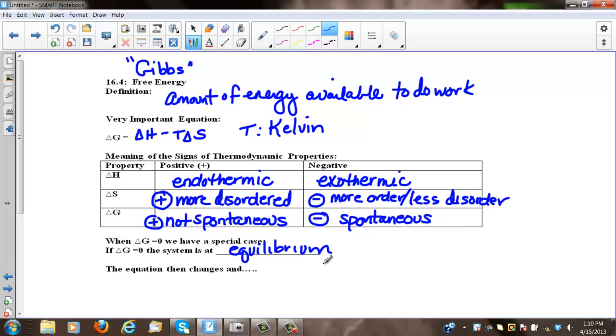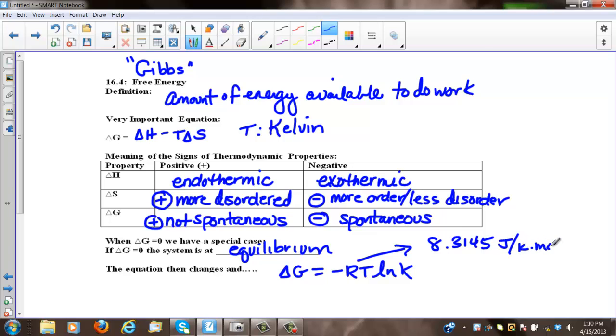And if that's the case, then we're going to use a different equation. And that equation is delta G is equal to the negative RT ln of K. And our R in this case is going to be 8.3145 joules per Kelvin mole.